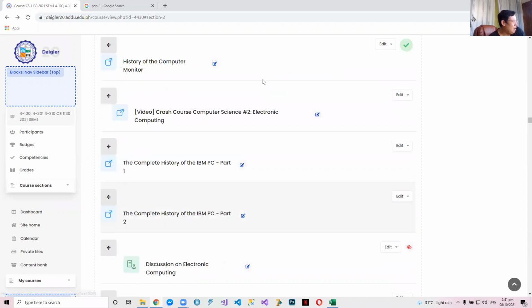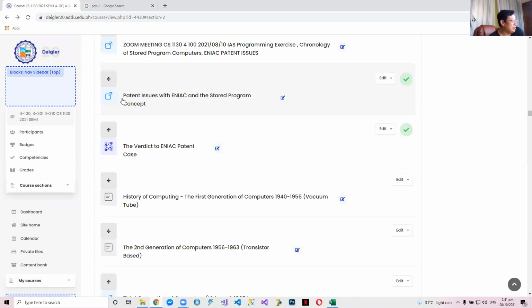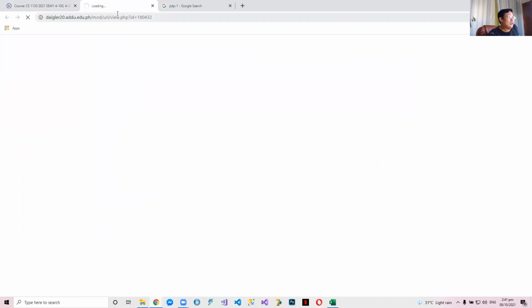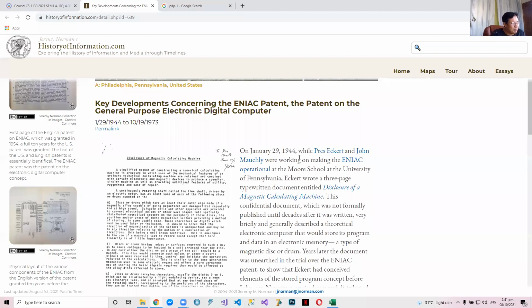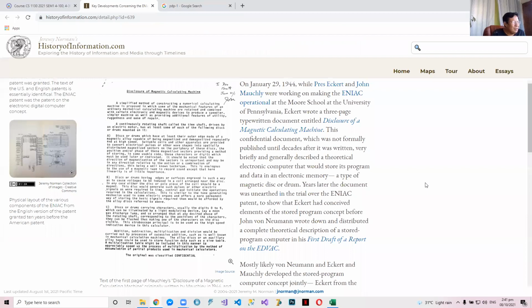Okay, let's look at the story of the patent issues of ENIAC and the stored program concept. Eckert and Mauchly, when they invented ENIAC, applied for a patent in 1944, when they released ENIAC. They applied for a patent for ENIAC, and at the same time the stored program concept, even though ENIAC is not a stored program computer. Do you follow? Because by 1945, they already started working on a stored program concept computer called EDVAC.